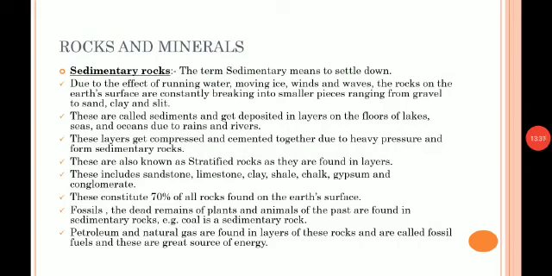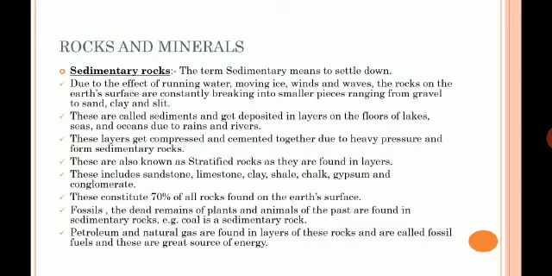Let's talk about the sedimentary rocks. The term sedimentary means to settle down. It means settling down of anything due to the effect of running water, moving ice, wind, and waves, on the rocks on the earth's surface, which are constantly breaking into smaller pieces ranging from gravel to sand to clay to slate. Running water, moving ice, winds and air waves affect the rocks on the earth's surface.